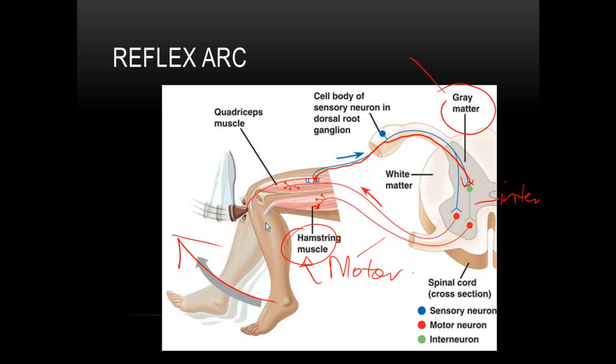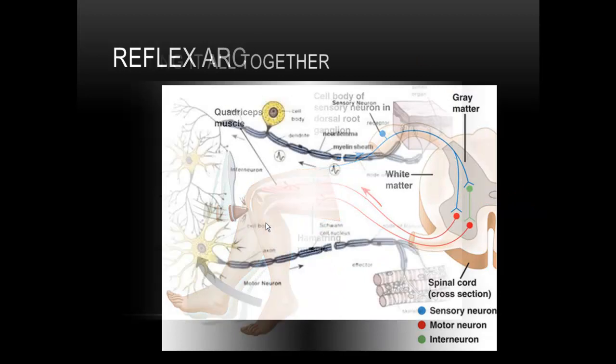This all happens without any connection or any discussion to the brain. We might be aware of it, and we might get the information afterwards, but the reflex is going to occur without control of the conscious brain.